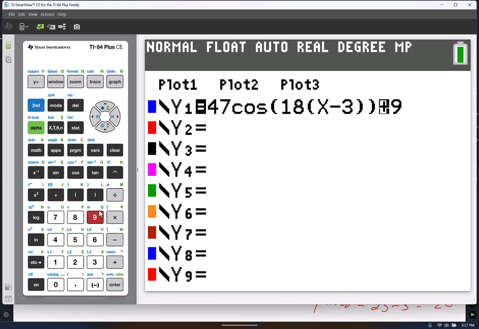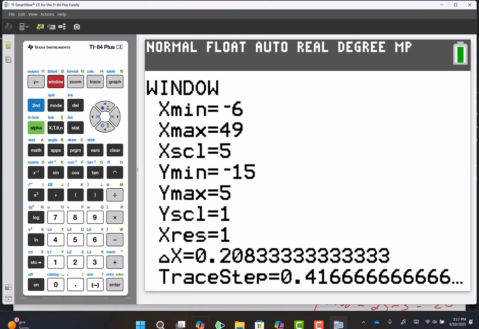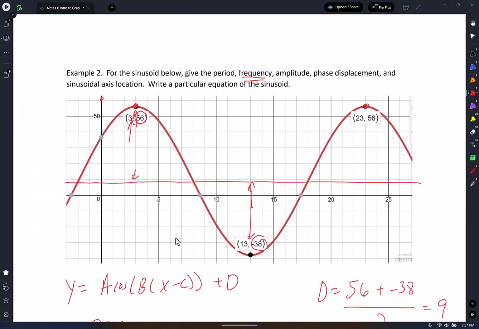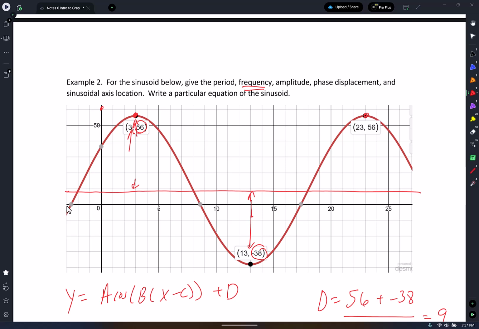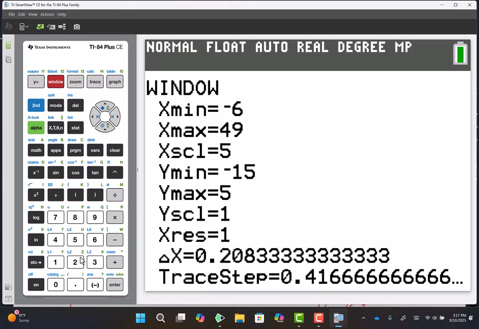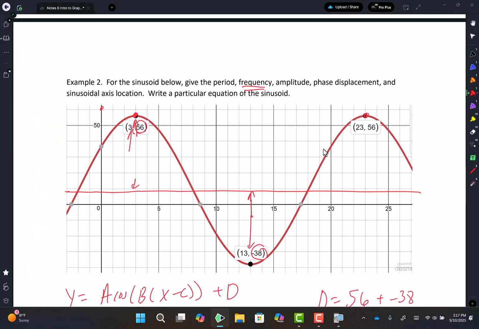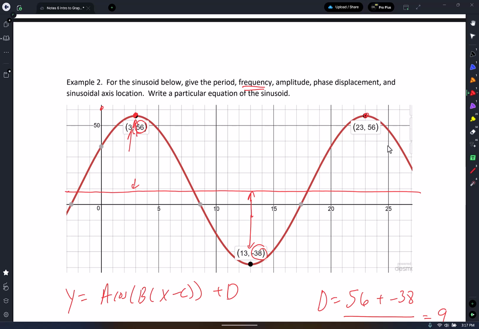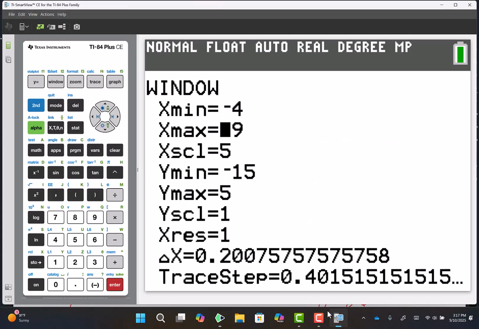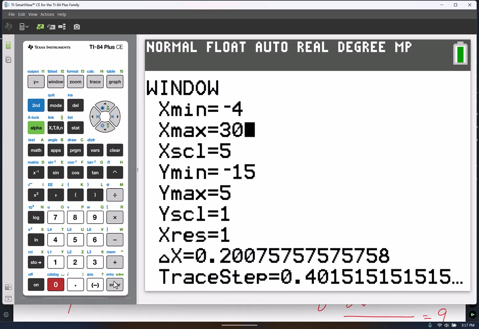Don't push graph yet. If you want to see the midline on Y2, you can put 9. If you want to. You don't have to. Click on window. What's your smallest x here? -1, -2, -3. -3. I just counted. So maybe -3 or -4. I guess you could have left it as -6. What's your biggest x? Well, 23, 24, 25, 26, 27. So 27 or 30. See, you just want to see them.